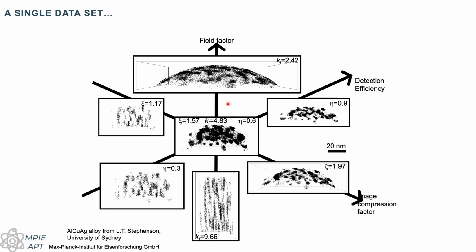So why do we need to calibrate the reconstruction? Because if I look at this old data from Lee's PhD back in the day, so that's a small volume of an aluminium silver alloy. And if you start playing around with the parameters, you see that you can basically get whatever you want, from small platelets to spheres. So these are supposedly spherical Guinier-Preston zones in aluminium silver, but you can also get needles just based on changing the K factor, the field factor, the efficiency, or the image compression factor. You can distort the volume in whichever way you want.